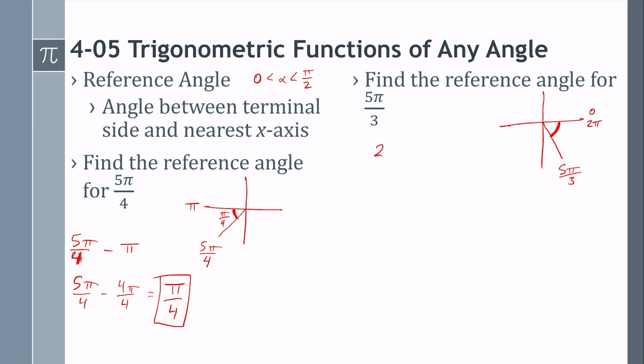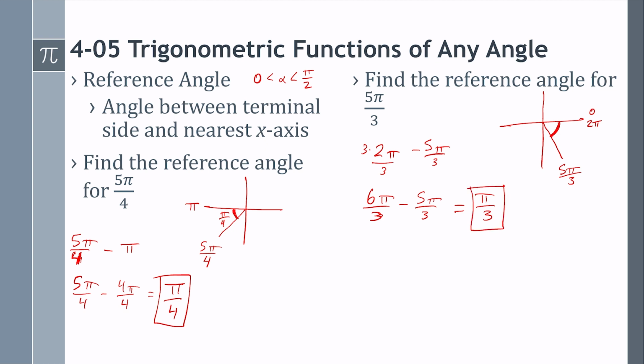Now when you subtract, do the larger one minus the smaller one. So it'll be 2 pi minus the 5 pi over 3. Of course, we need a common denominator, so it'll multiply by 3 over 3. So I have 6 pi over 3 minus 5 pi over 3 is 1 pi over 3.